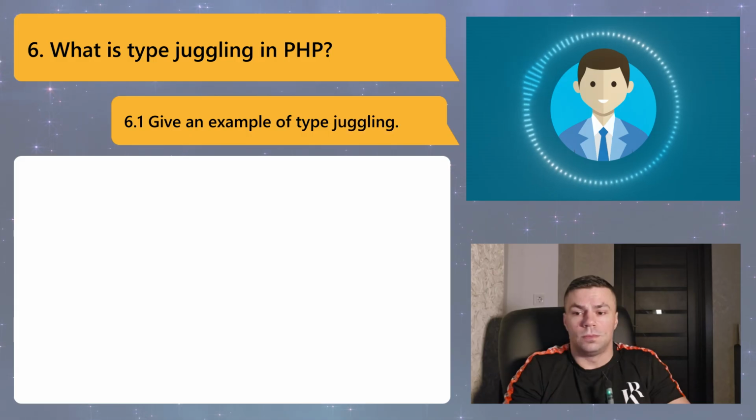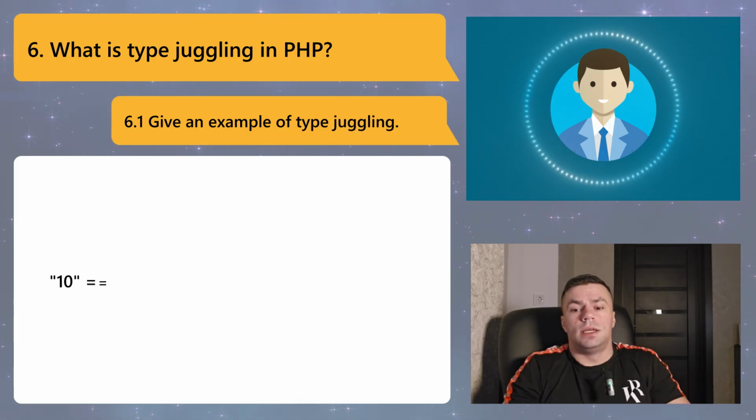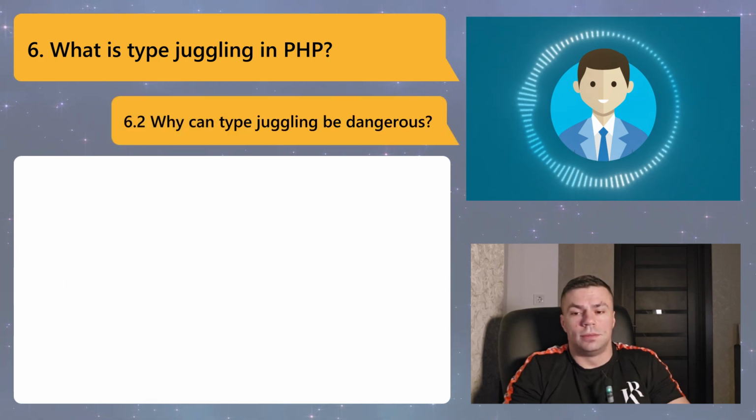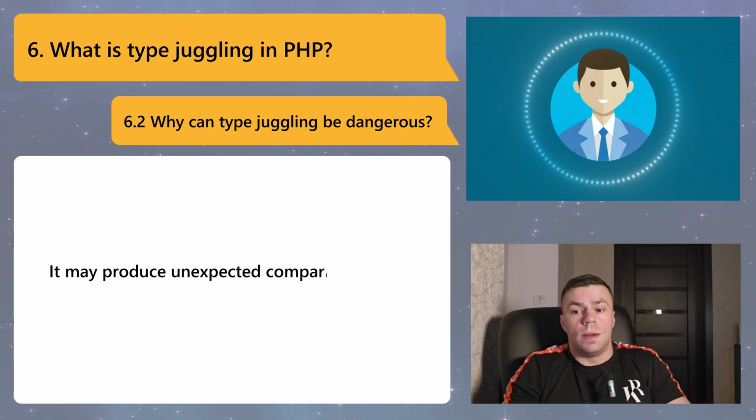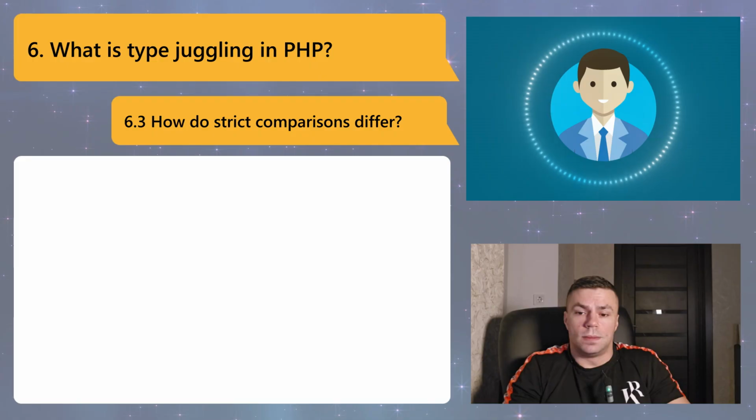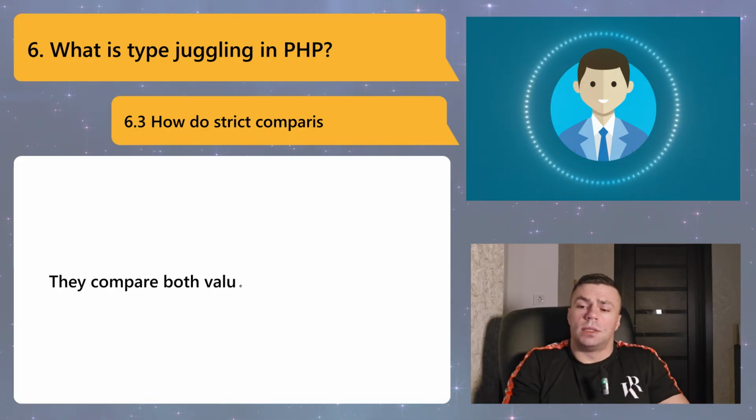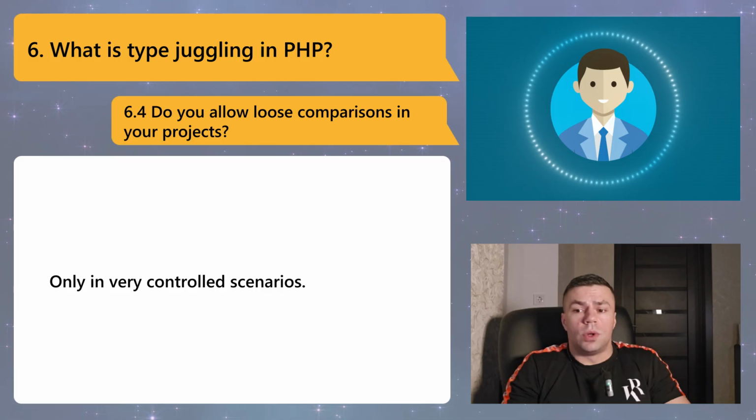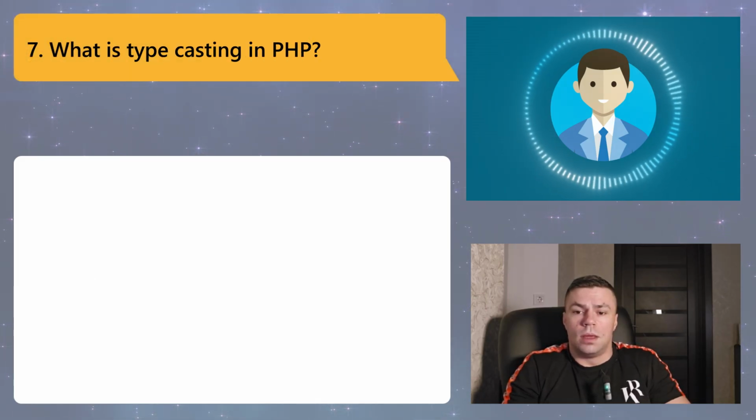Give an example of type juggling. "10" in double quotes equals 10 as an integer evaluates to true. Why can type juggling be dangerous? It may produce unexpected comparison results. How do strict comparisons differ? They compare both value and type. Do you allow loose comparisons in your projects? Only in very controlled scenarios. What is typecasting in PHP?